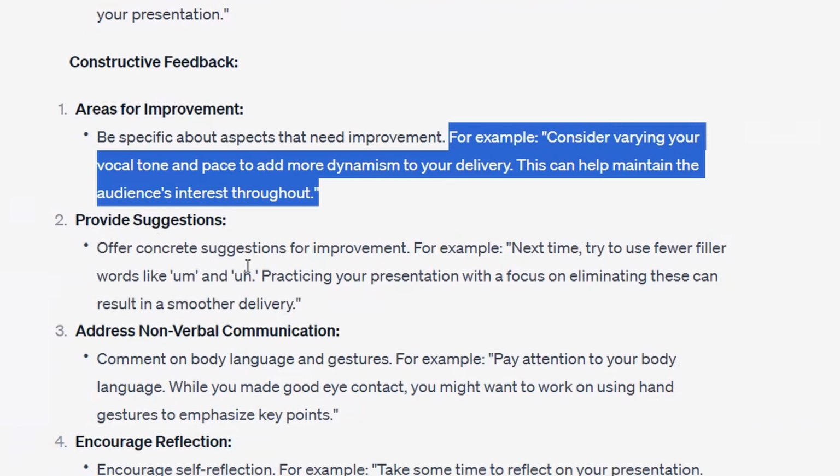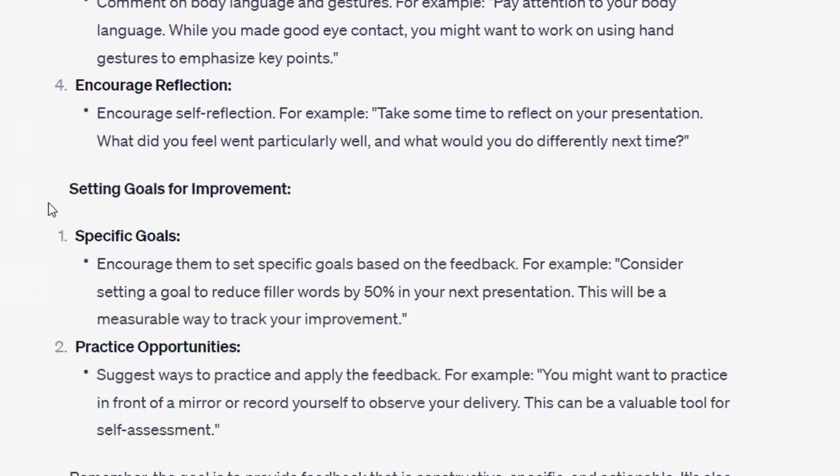Provide suggestions, offer concrete suggestions for improvement, actionable feedback. Next time, try to use fewer filler words. Excellent. Address nonverbal communication, components of body language and gestures. For example, pay attention to your body language; while you made good eye contact, you might want to work on using hand gestures to emphasize key points. Encourage reflection, excellent. And then it talks about setting goals for improvement. Specific goals, encourage them to set specific goals based on the feedback. For example, consider setting a goal to reduce filler words by 50%.